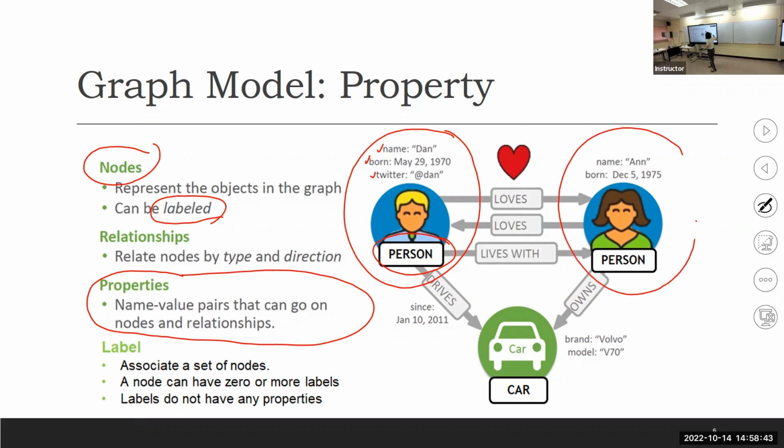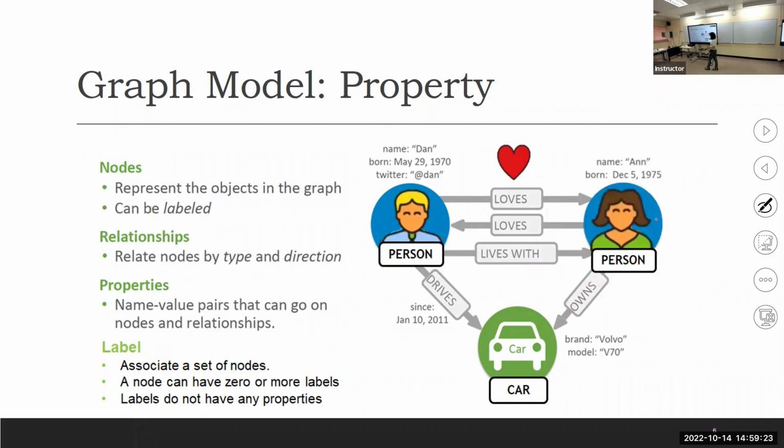Another node here, of course, is the same type person. Again, in the NoSQL model, whether you have a very strict node schema or not, that is also fine. So this node has name and born properties with specific values associated with it. And another node of the type car has certain properties and values, brand and model. Okay. So these are nodes.